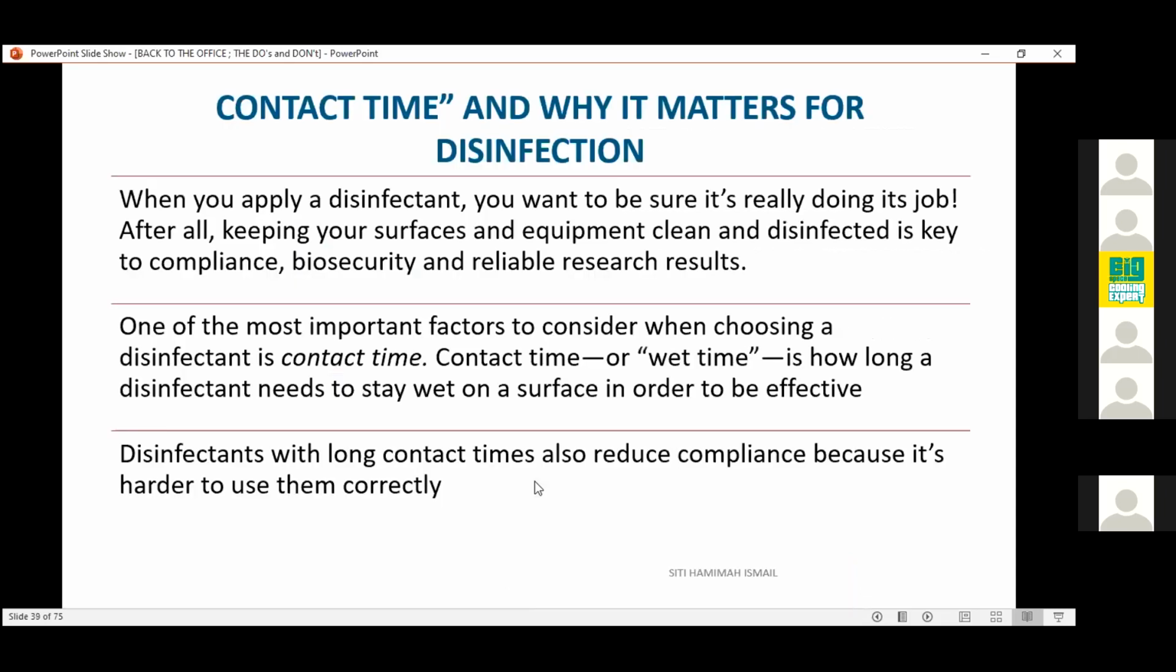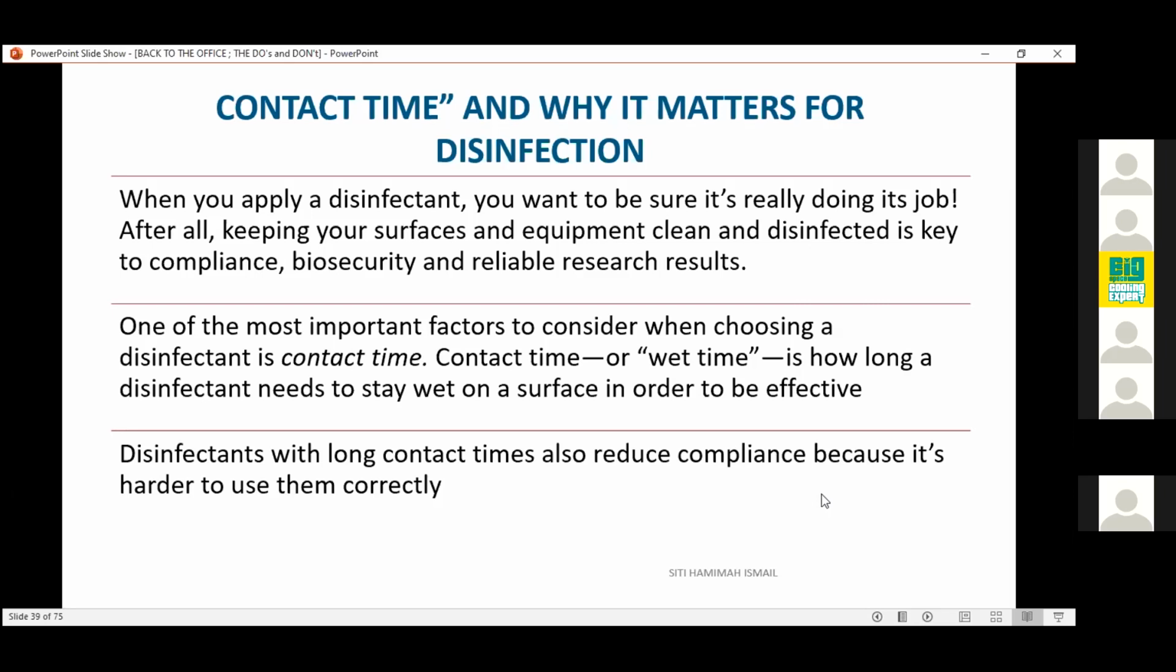Okay. So contact time ni, why it matters for disinfection? So bila you apply disinfection, you need to be sure you really doing the good job. So after keeping all your surface dengan equipment clean, bila you disinfect, you kena cari reliable punya result. So one of the considering factors, bila you guna contact time ni, you nak basahkan dia, you kena tengok based on the manufacturer tu, berapa lama you kena basahkan that surface. That's why tadi tu I ada letak, okay, chemical apa, berapa lama contact time.